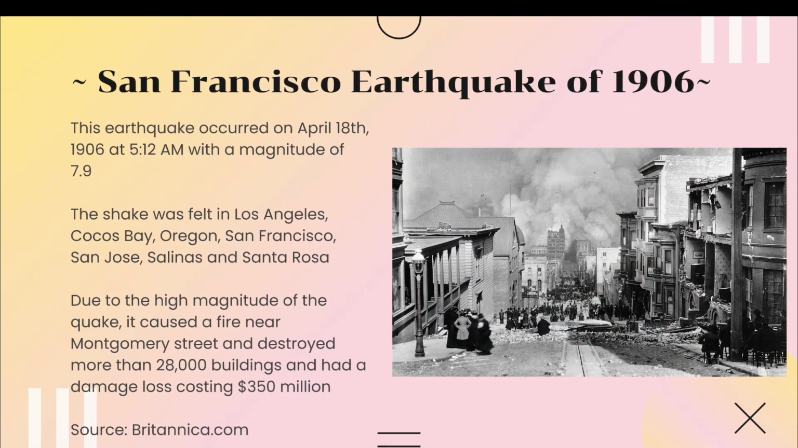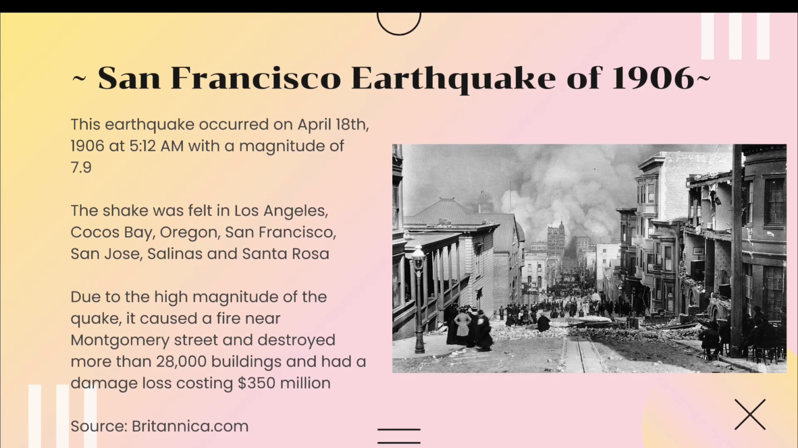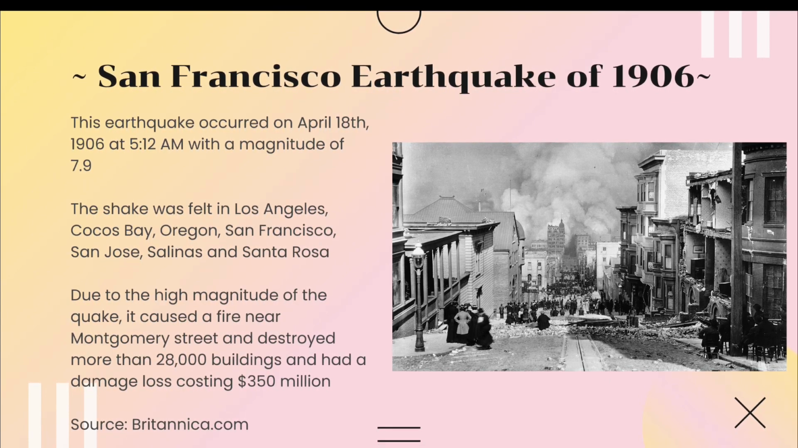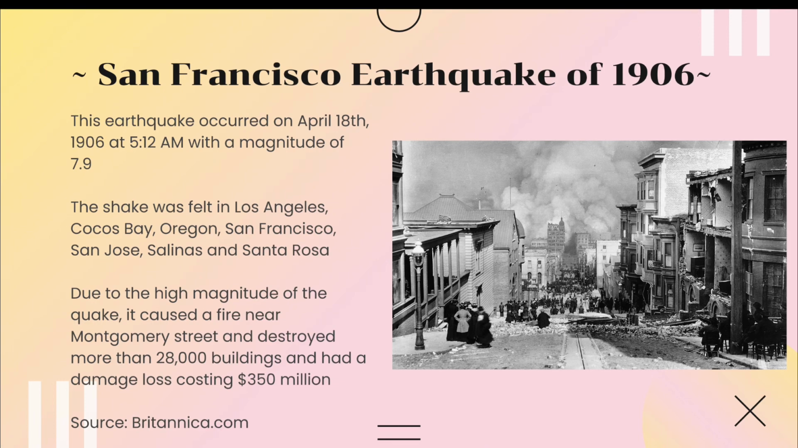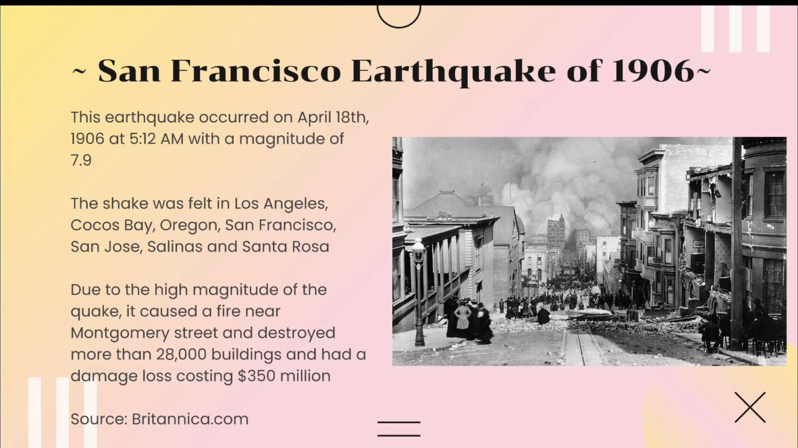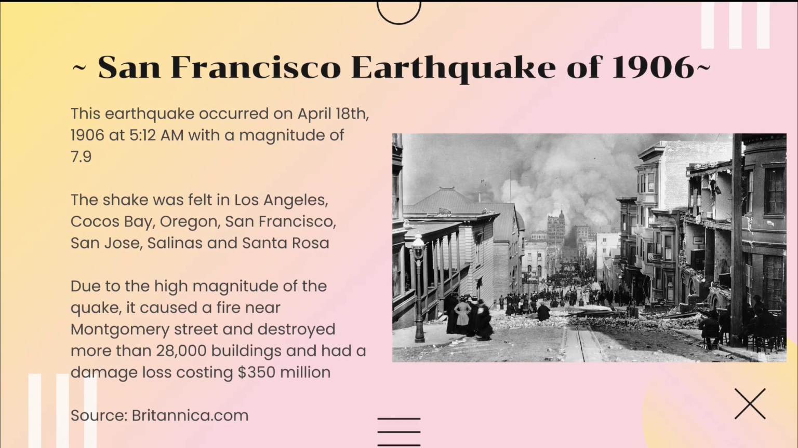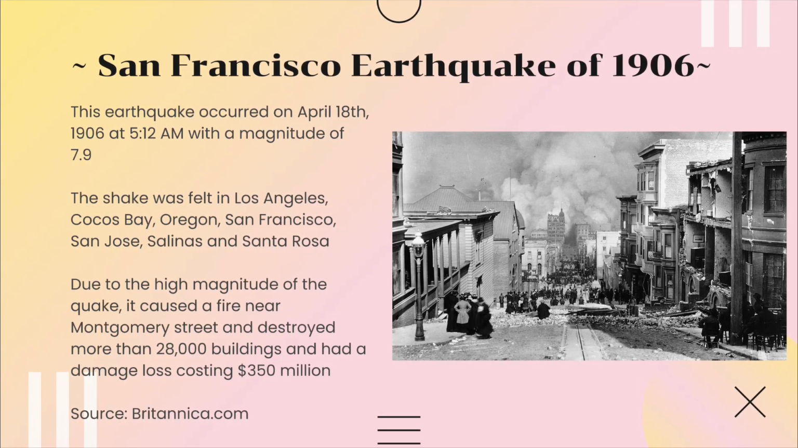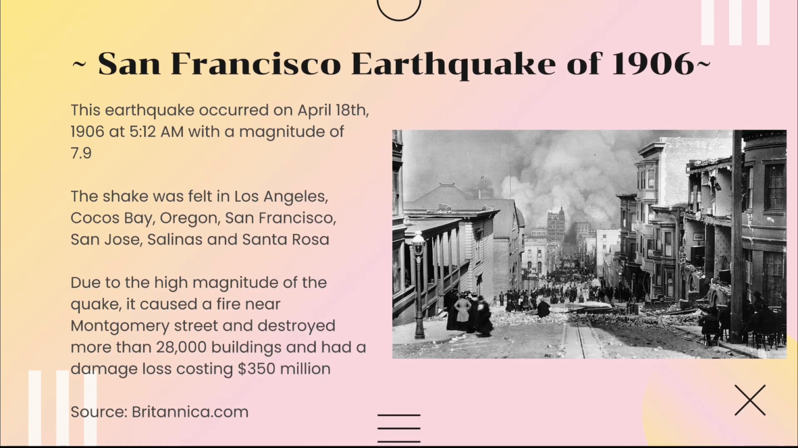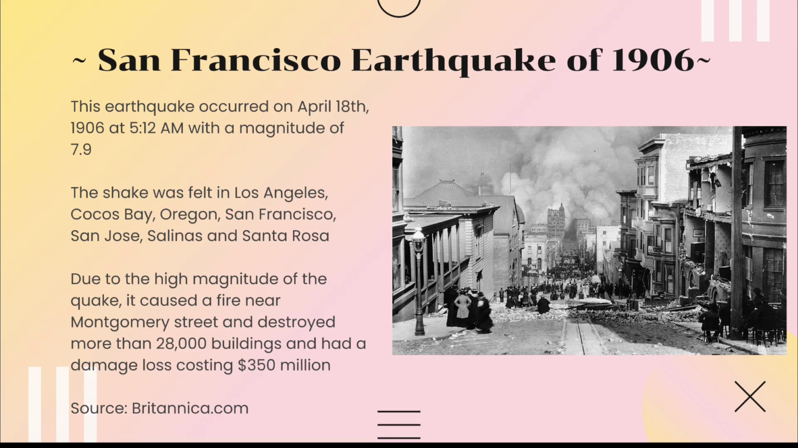On April 18, 1906, at 5:12 a.m., a 7.9 magnitude earthquake was felt in San Francisco, Los Angeles, Coos Bay, Oregon, and San Jose. Due to the high magnitude of the earthquake, there were fires near Montgomery Street that destroyed more than 28,000 buildings and had a damage cost of $350 million.